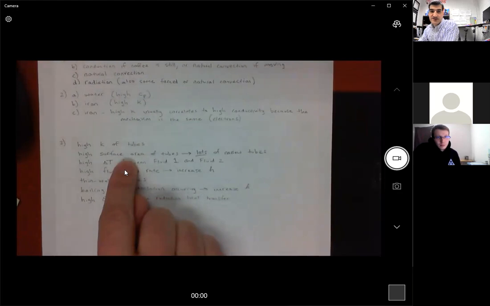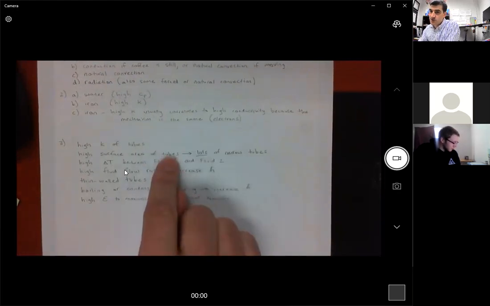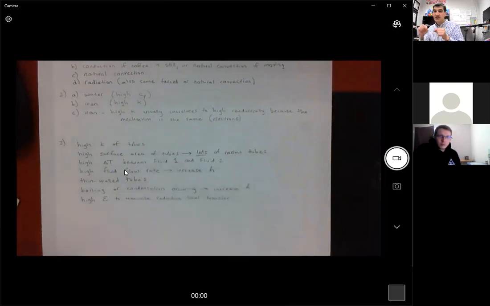We also want to increase the surface area of the tubes to give ourselves as much area through which to transfer heat. So you want a high surface area of the tubes. And if you do the calculations, you'll find out that you can get a higher surface area by having lots of small tubes as compared to a few large diameter tubes. Much better to have lots of small, narrow, small diameter tubes.